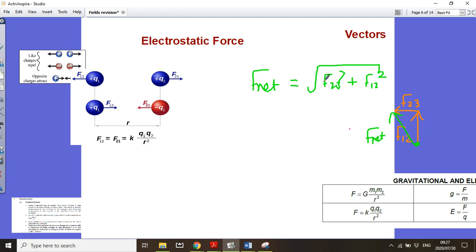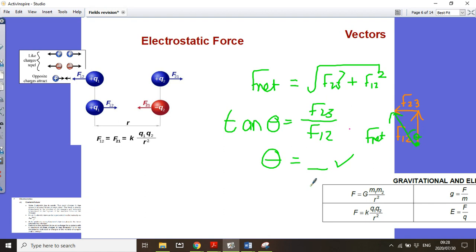Now, please also remember, if they just said force, then you must add a direction because force is a vector. So to get this angle theta here, opposite over adjacent is tan. So you're going to say tan of theta is equal to F23 over F12, and you can do the maths and you get your angle. And then you can give a nice answer with a force with its size and its direction.